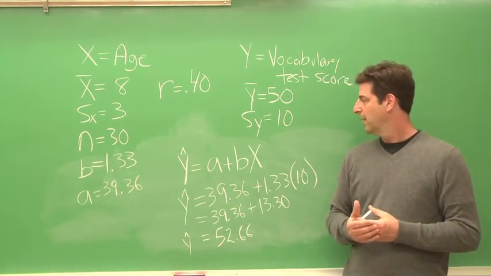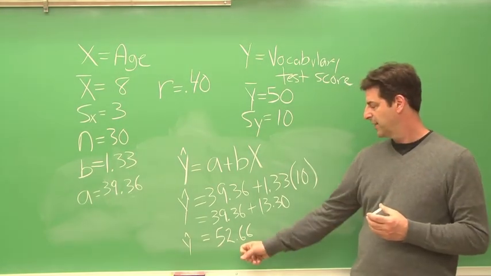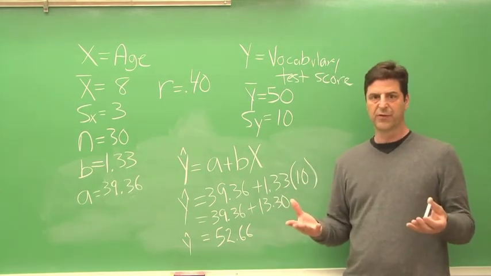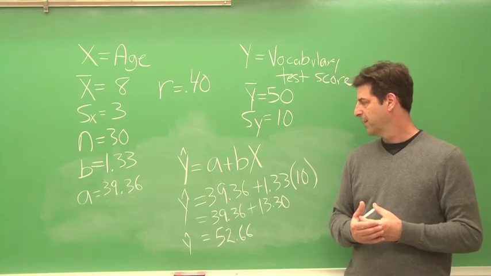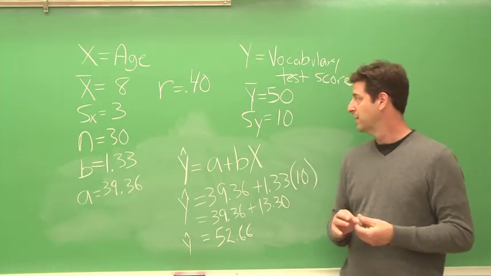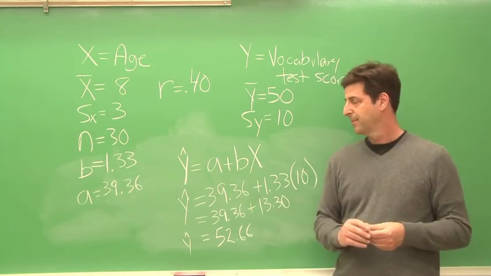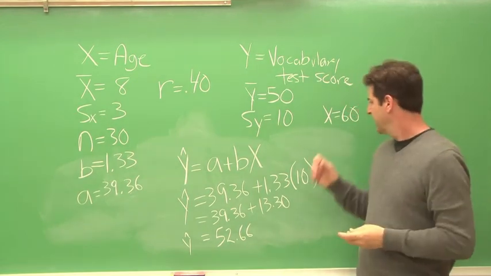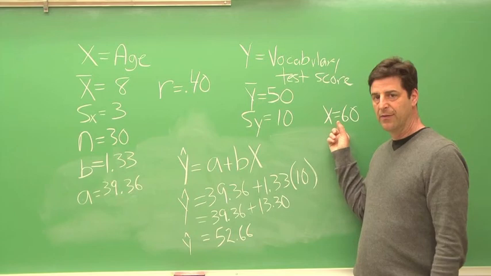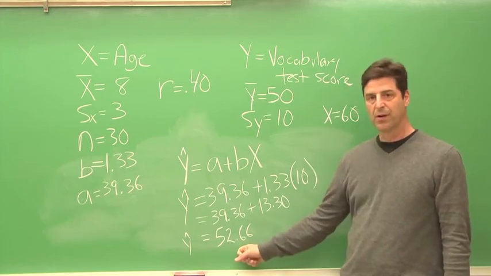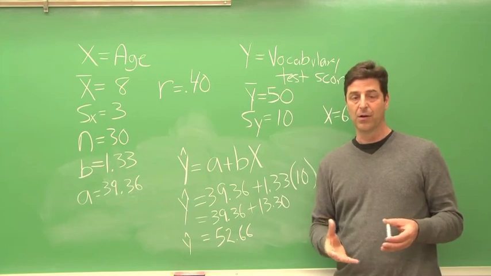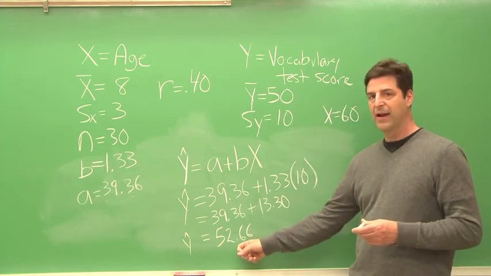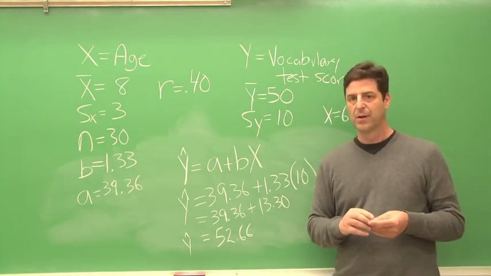Now, one more point. That's the predicted value of a 10-year-old, but if we actually have 10-year-olds in our sample, they could differ from this quite a bit. For example, suppose we've got a 10-year-old in our sample who has a vocabulary test score of 60. The difference between the actual score of a 10-year-old and the predicted score of a 10-year-old is known as error, or a residual in regression. And to find it, you just subtract the predicted value from the actual value.